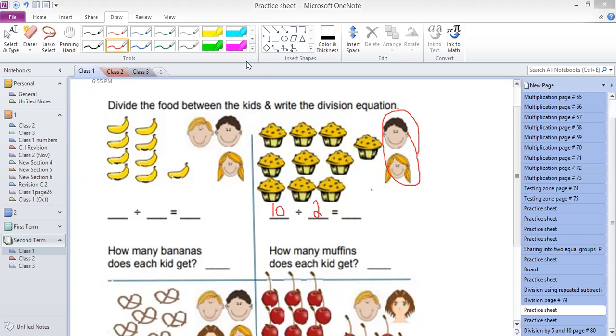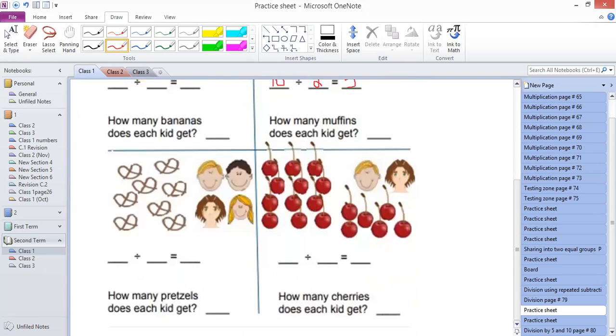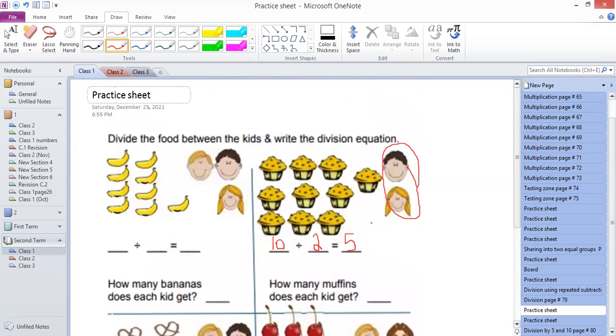10 divided by 2. 5. Yes, very good. How do you know? Because 10 divided by 2 equals 5. You know with the help of the table of 2? Yeah. Good, very good. Thank you.